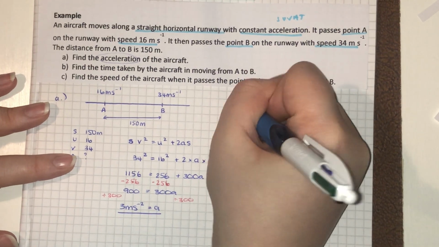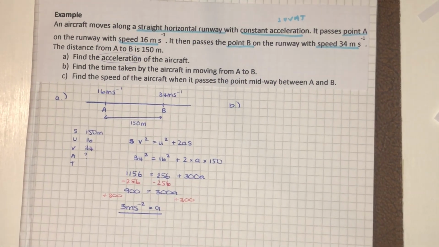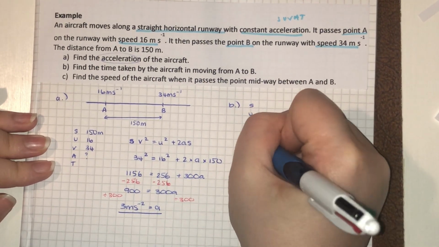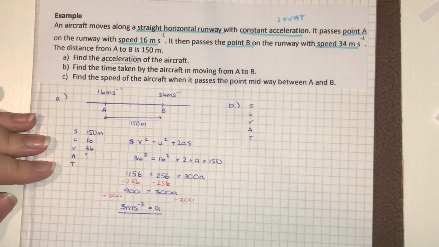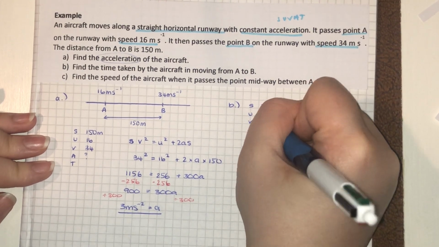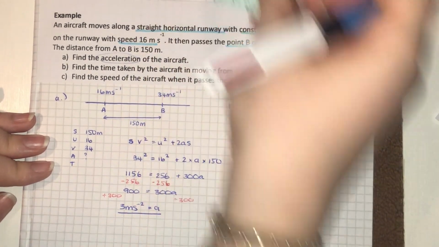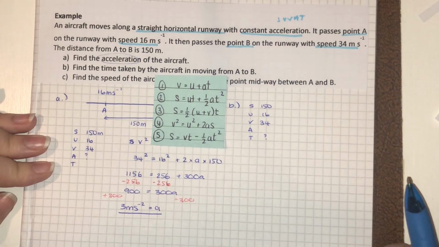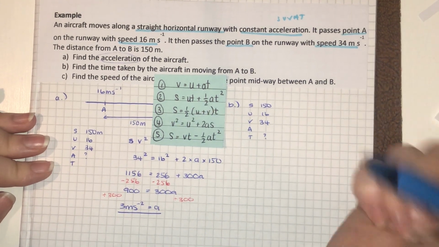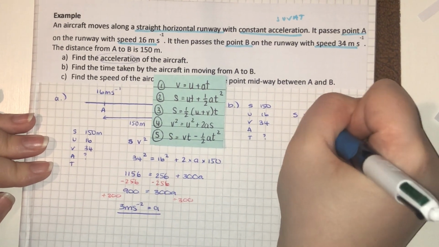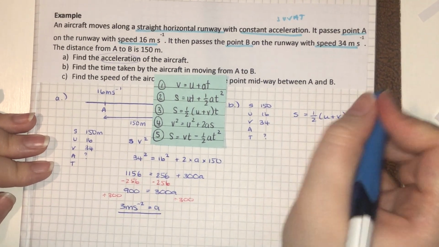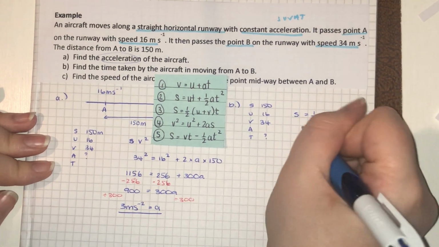So part B, very similar. We need to find the time taken by the aircraft between A and B. So it'd be the same values. Again, you can use the acceleration now if you want to, but you don't need to. So before we had these, we're now looking for the time. So back to the formulas, the one that has all of those is going to be number 3. Okay, so again we are going to have to do some rearranging after, but that's okay.